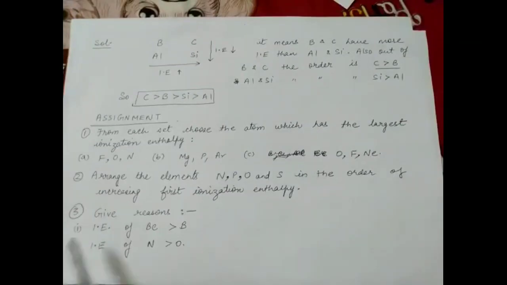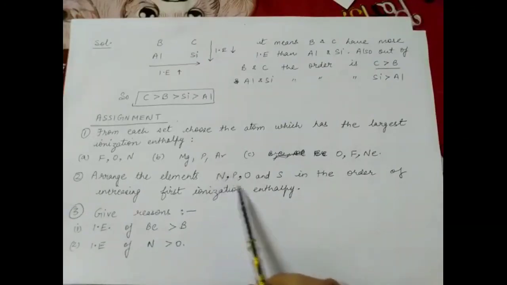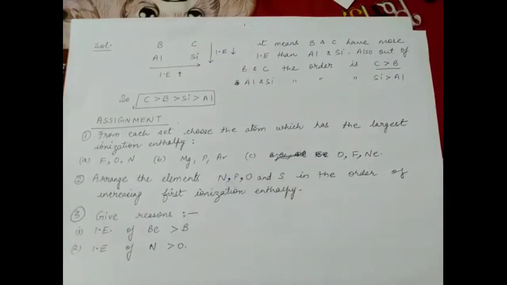The second question is, arrange the elements nitrogen, phosphorus, oxygen and sulfur in the order of increasing first ionization enthalpy. So what you will be doing is arranging them according to the periodic table, and then solving this question. The third is, give reasons. Ionization enthalpy of beryllium is greater than boron. This you can find in the previous video lessons. And ionization enthalpy of nitrogen is greater than oxygen. So these are the three assignment questions.